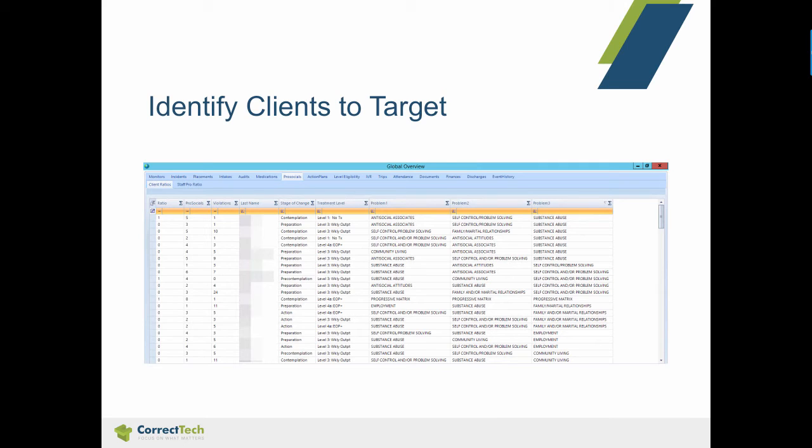Within this screen, we can also look at a number of different things related to the client, specifically their stage of change, their treatment level, what areas they're working on, or any other facility information that we're interested in. By sorting by pro-social or by violation or even by the ratio, we can quickly identify who needs more pro-socials to help staff with their daily activities.